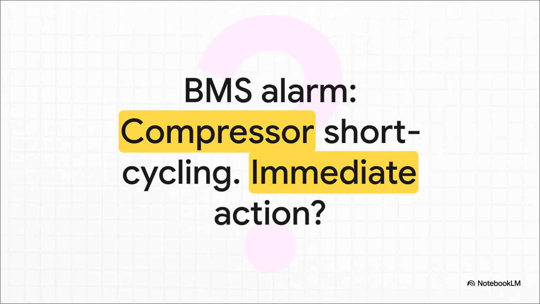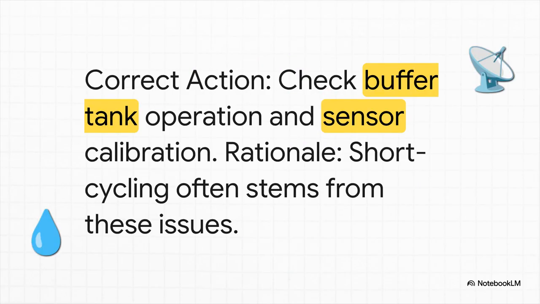In Scenario 4, the BMS has issued a critical alarm: compressor short cycling detected. This indicates abnormally frequent start-stop cycles of the compressor. The correct immediate action must be determined. The immediate action is to check the operation of the buffer tank and verify the calibration of associated sensors. Compressor short cycling is frequently caused by an insufficient thermal buffer volume or by faulty sensor readings that provide incorrect feedback to the control system.